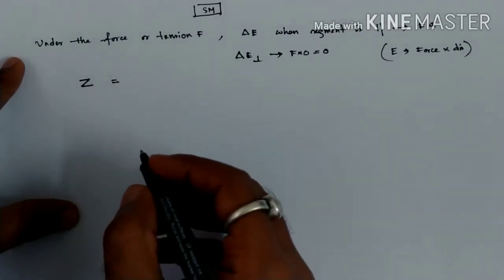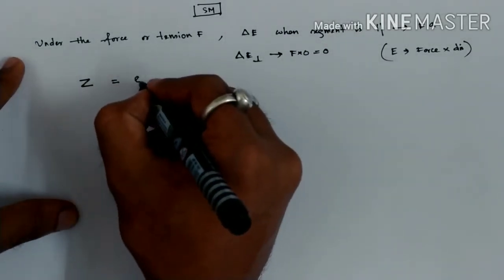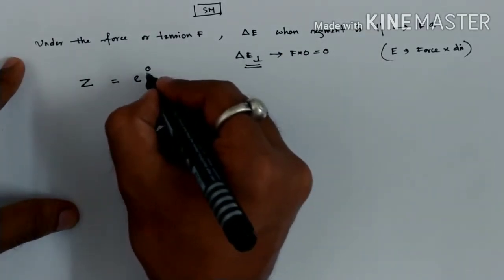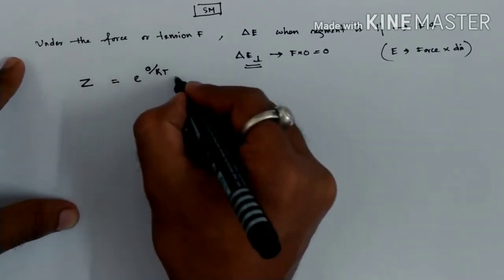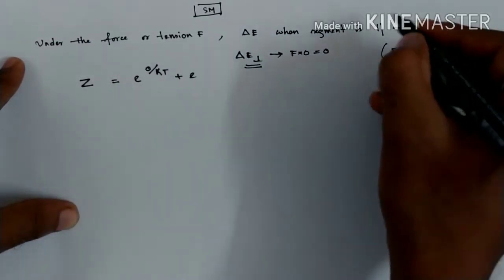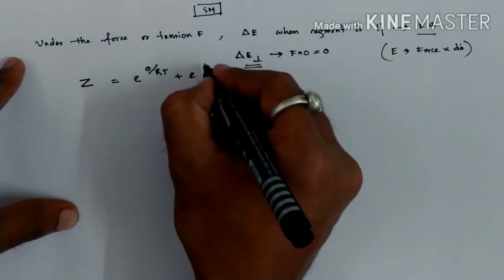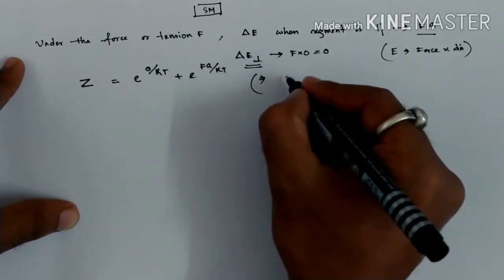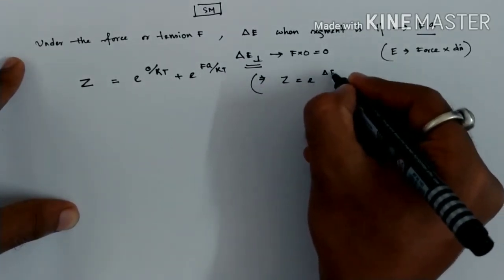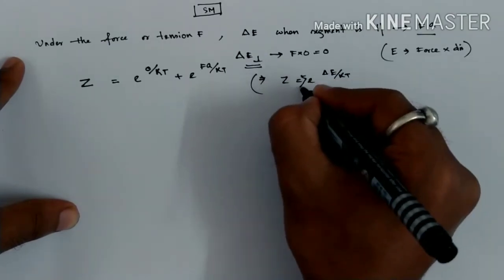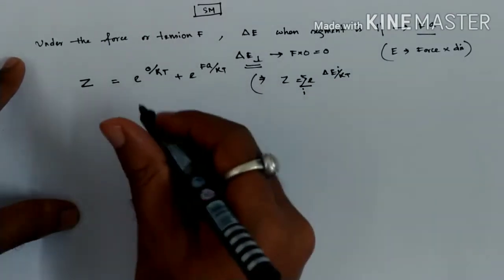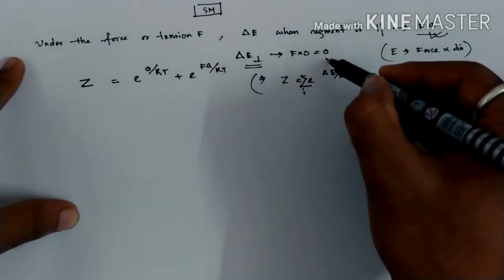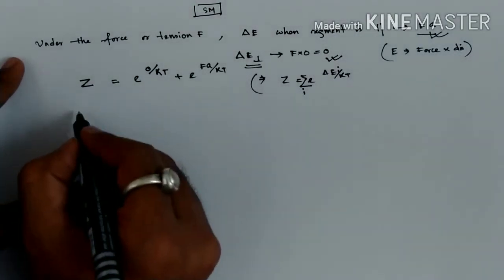The partition function Z is given by the summation of e raised to delta E by kT. When it is perpendicular, its energy is 0, so e raised to 0 by kT, plus e raised to Fa by kT, when it is parallel, the energy being Fa. Here we have two states. One state has energy F into a, and one state has energy 0.